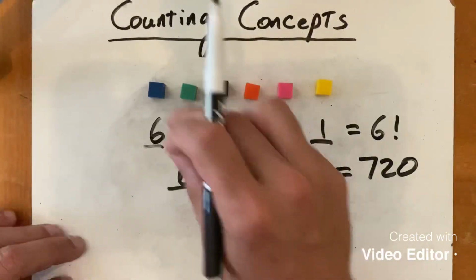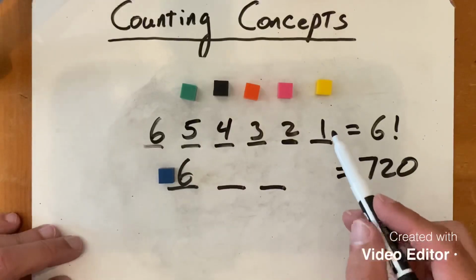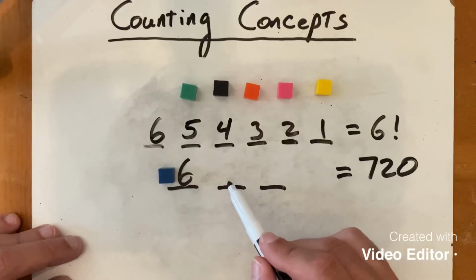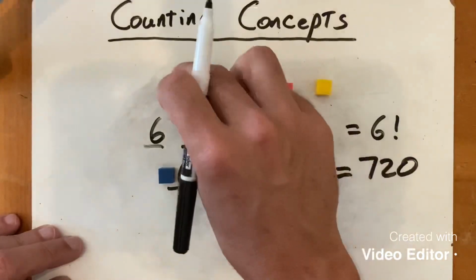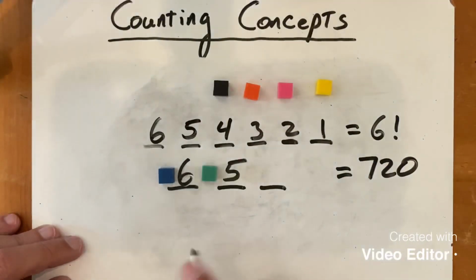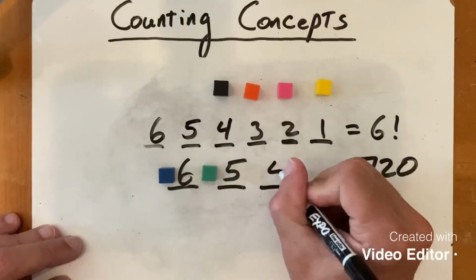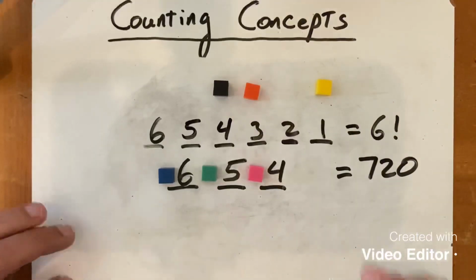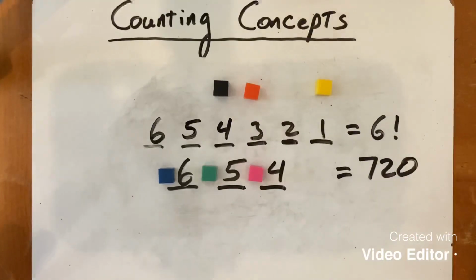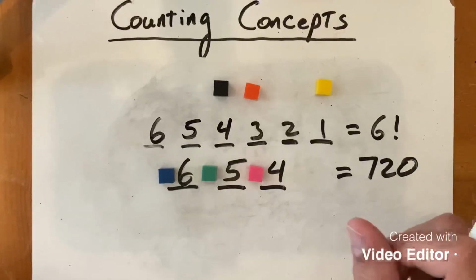Once one of those is placed, how many pictures do I have to choose from to fill that second slot? Well, now I've got 5 pictures. So 5 goes there. And then in the last slot, I've got 4 left to choose from, so that 4 goes there. So I've chosen the 3 best pictures for these 3 spots. I've only got room for three pictures out of the 6.